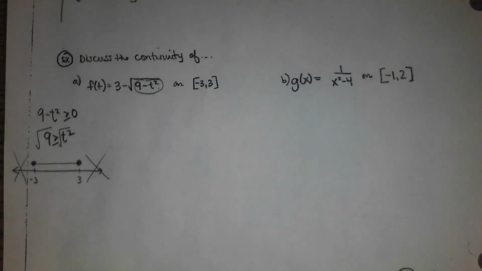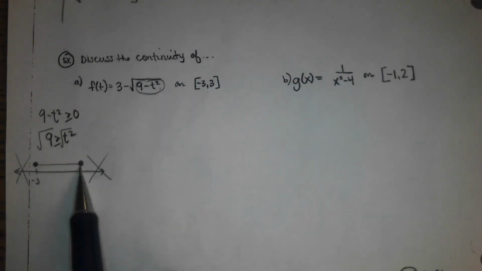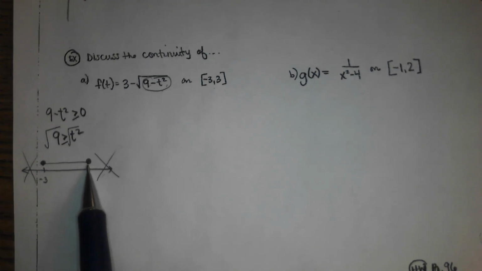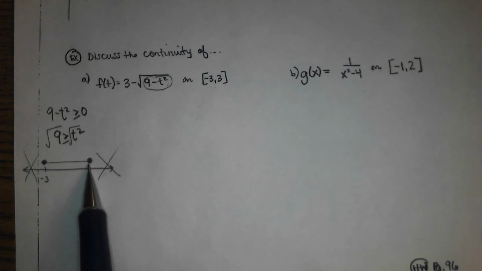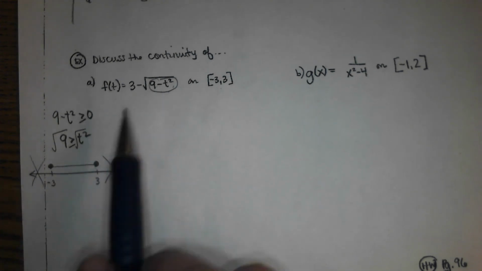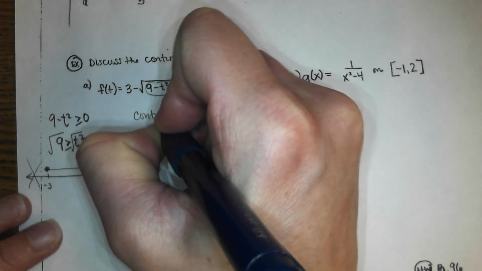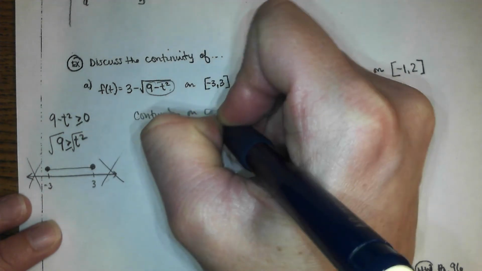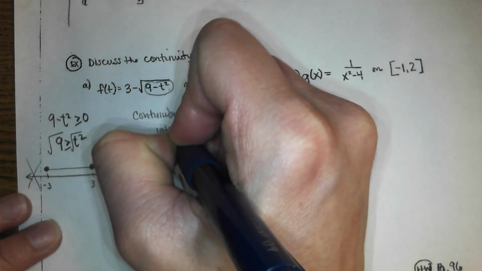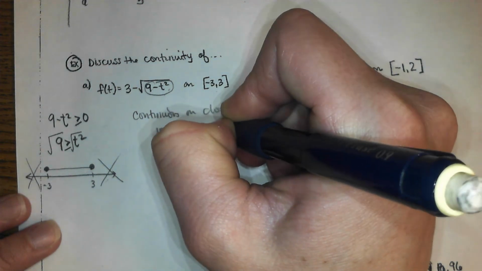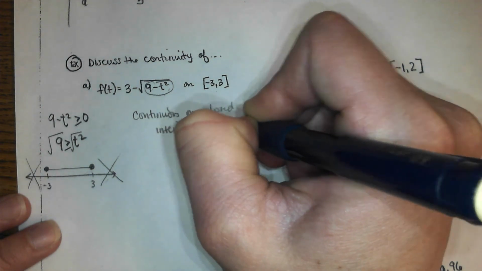Any other reasons that it might be discontinuous in between -3 and 3? Is it a jump function of any sort? Greatest integer function, piecewise, or jump functions themselves actually create jumps. We don't have any of that. We don't have any denominators to dance around. So this is continuous on the closed interval -3 to 3.